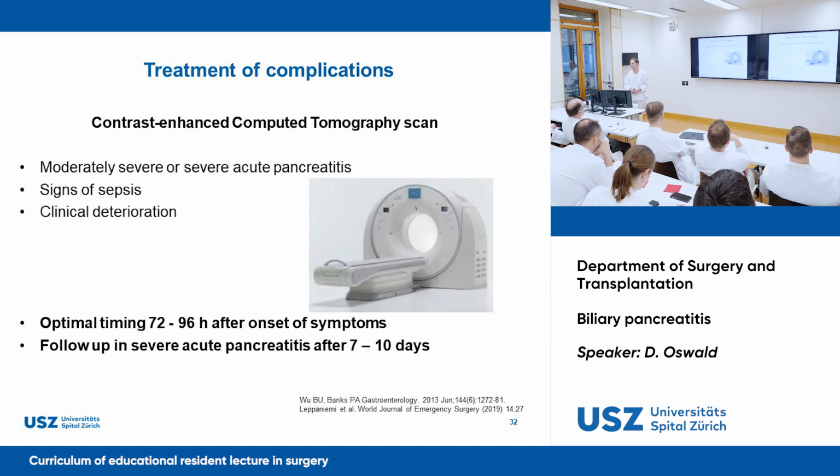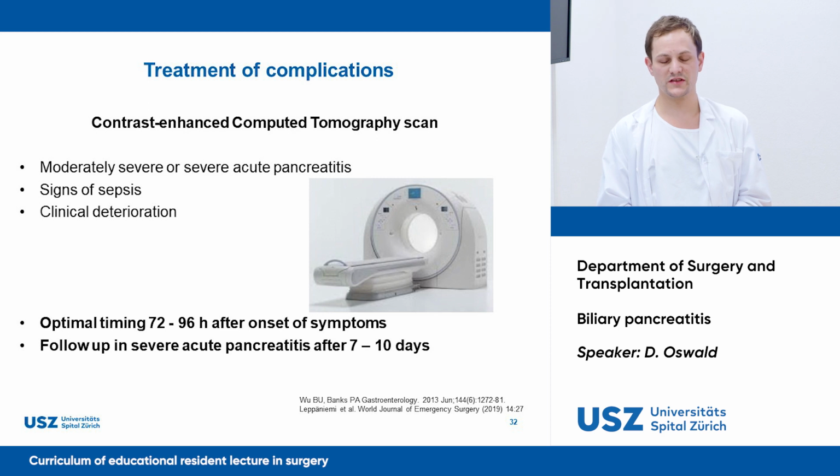In the beginning I said there's no need for a CT scan, but sometimes a CT scan is important. If you have moderate to severe or severe acute pancreatitis, with signs of sepsis or a clinical deterioration, the optimal timing for the CT scan is 72 to 96 hours after onset of symptoms. That is important because the complete extent of pancreatic and peripancreatic necrosis may only become clear after 72 hours after the onset of the pancreatitis.